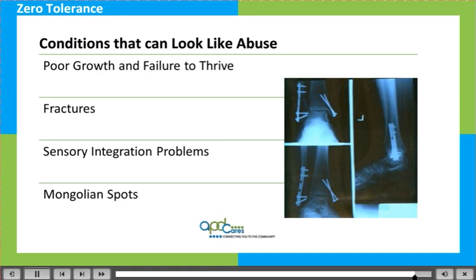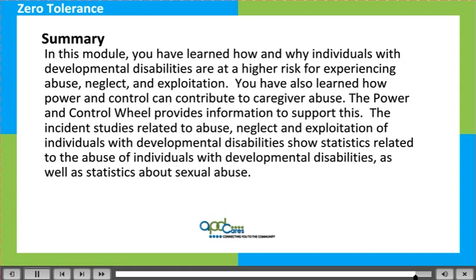Turn to page 56 in your Participant's Guide. Summary. In this module, you have learned how and why individuals with developmental disabilities are at a higher risk for experiencing abuse, neglect, and exploitation. You have also learned how power and control can contribute to caregiver abuse. The Power and Control Wheel provides information to support this.